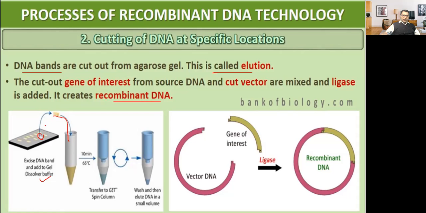So in this way, suppose this is the desired fragment of DNA. There may be many materials, so we will be separating it. Ultimately, we will be getting the DNA fragments. So this gene of interest is here. In this way, this gene of interest will be joined with the vector DNA by the enzyme called DNA ligase. So ultimately, we will be getting recombinant DNA. Recombinant DNA means gene of interest DNA plus vector DNA.